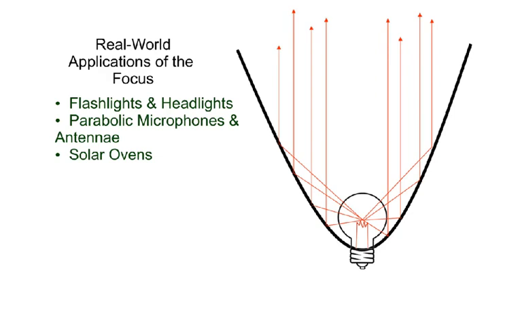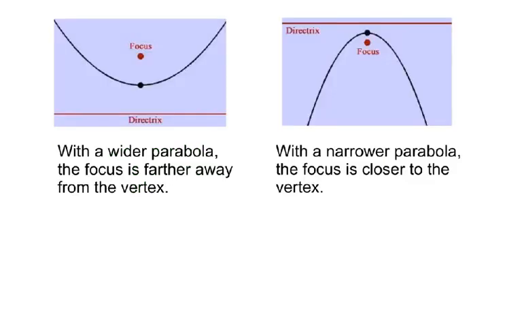So why do we need parabolas? Well, some of the reasons why we use them are in flashlights and headlights. Parabolic microphones, also I'm sure you've seen antenna that have a curved interior. Solar ovens is another example. With a wider parabola, you can see that the focus is farther away from the vertex, which also means the directrix is going to be further away because the directrix and the focus are equidistant to the vertex. With a narrower parabola, the focus is closer.